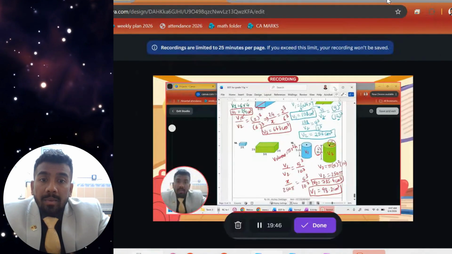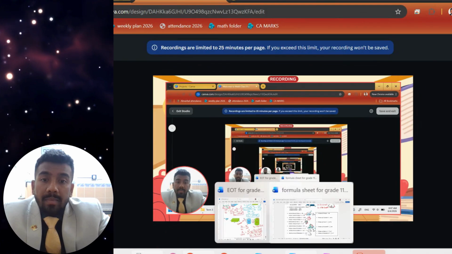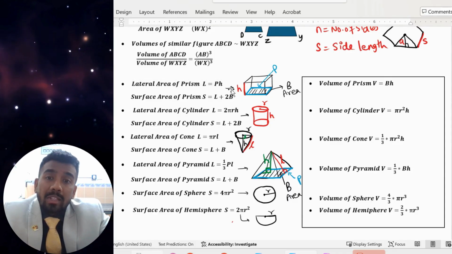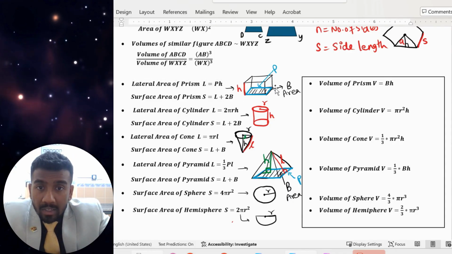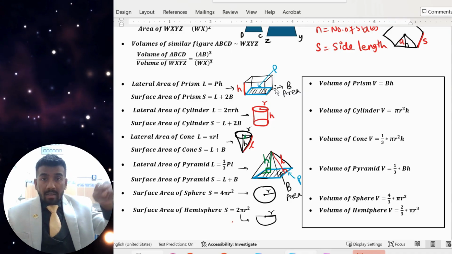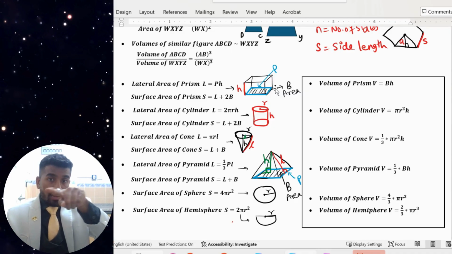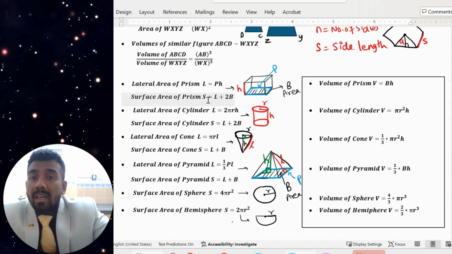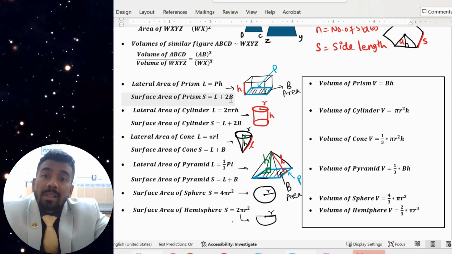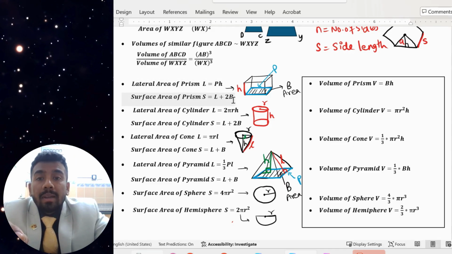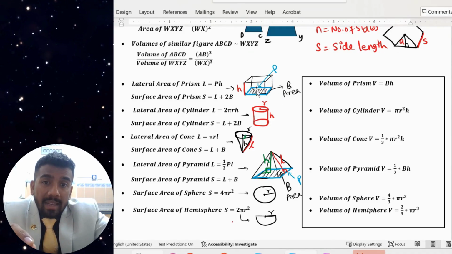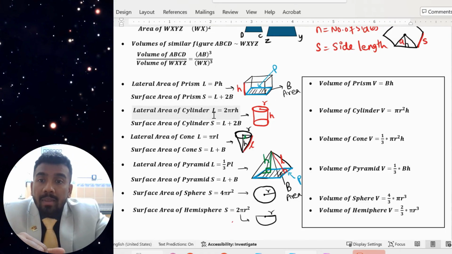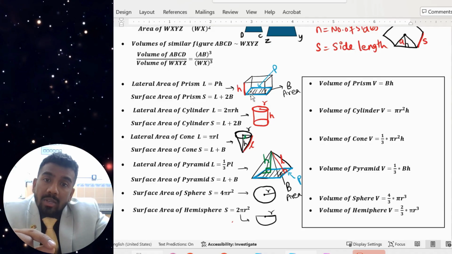Okay. So what's the lateral area of a prism? L equals PH. Now what is P? It is the base total side length, so this plus this plus this plus this. That's P. And what's H? That's the height. Now what is surface area? L plus 2B. L you get from above. And what is B? B is the base area. If it's a square, length times width you can do. Same for volume, it's BH, B is this.